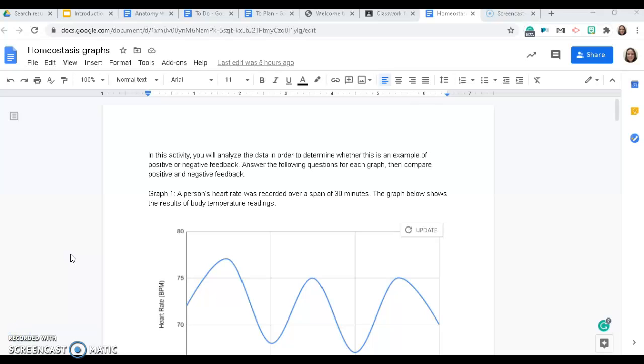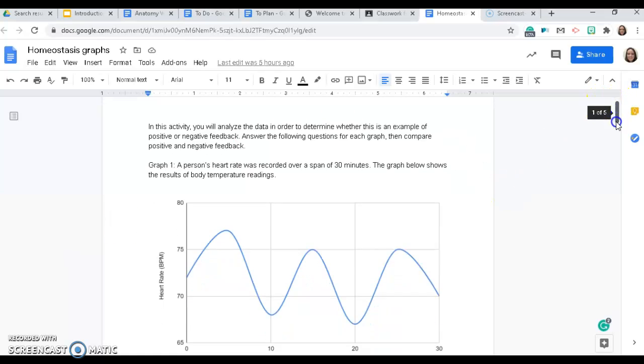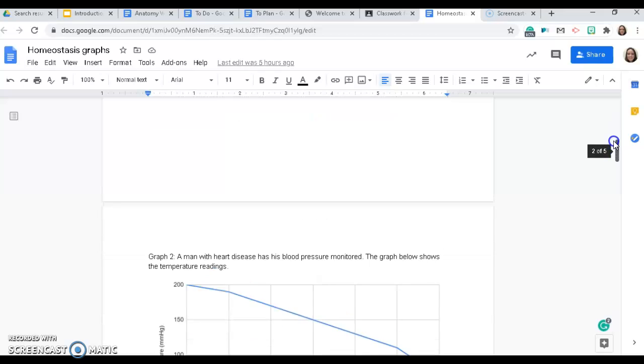So some things to keep in mind as you are doing this activity. Remember positive and negative feedback, your definitions. Negative feedback always returns the body to a set point. If it gets a little high, then the body's going to bring it back down. If it gets a little low, the body's going to bring it back up.